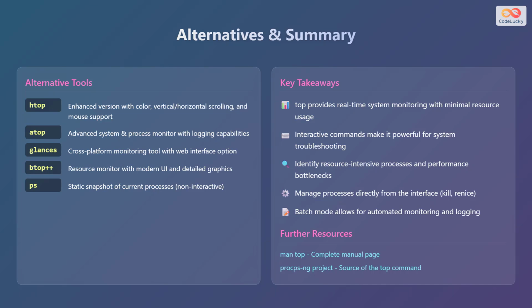The top command provides real-time system monitoring with minimal resource usage. Its interactive commands make it powerful for system troubleshooting. It helps identify resource-intensive processes and performance bottlenecks. You can manage processes directly from the interface, such as killing or renicing them. The batch mode allows for automated monitoring and logging.